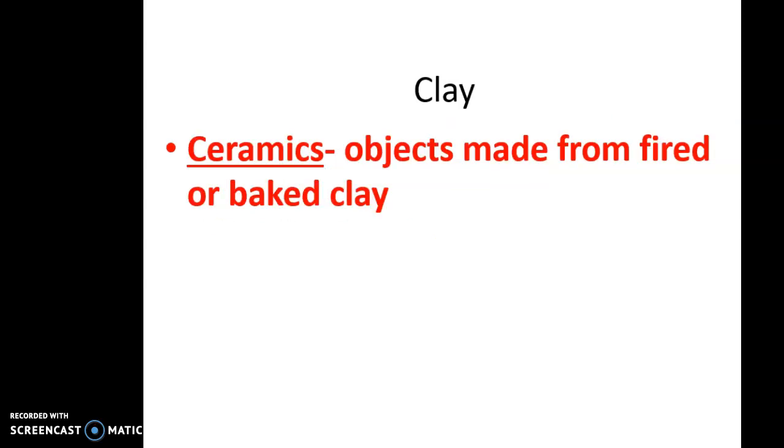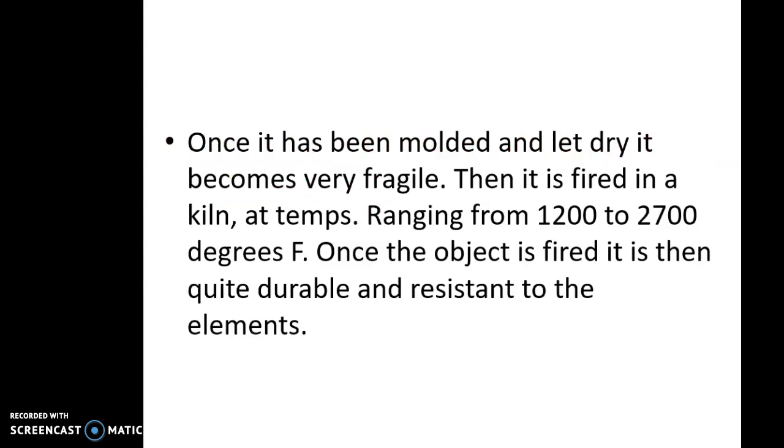So any of those materials that are used can qualify it to be a craft instead of an art. Okay, now clay, which we usually see pottery or ceramicists using, are objects that are fired or baked clay. Once it has been molded and left to dry, it becomes very fragile. And then it is put into a kiln at temperatures ranging from somewhere between 1200 to 2700 degrees. Once the object is fired, it is quite durable and resistant to the elements. So that's when we actually can use plates, bowls, those kinds of things.